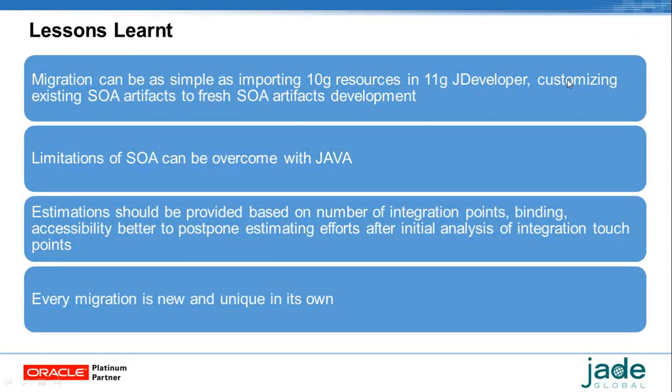Another most important thing is the estimation part of it. Estimation should be provided based on the number of integration points, because binding accessibility is better to postpone. It's better to postpone the estimated efforts until after an initial analysis of integration touch points, because then only will you get a very clear picture about what are the different things involved. It won't be wise to just do a guesstimate kind of thing in the initial phase.